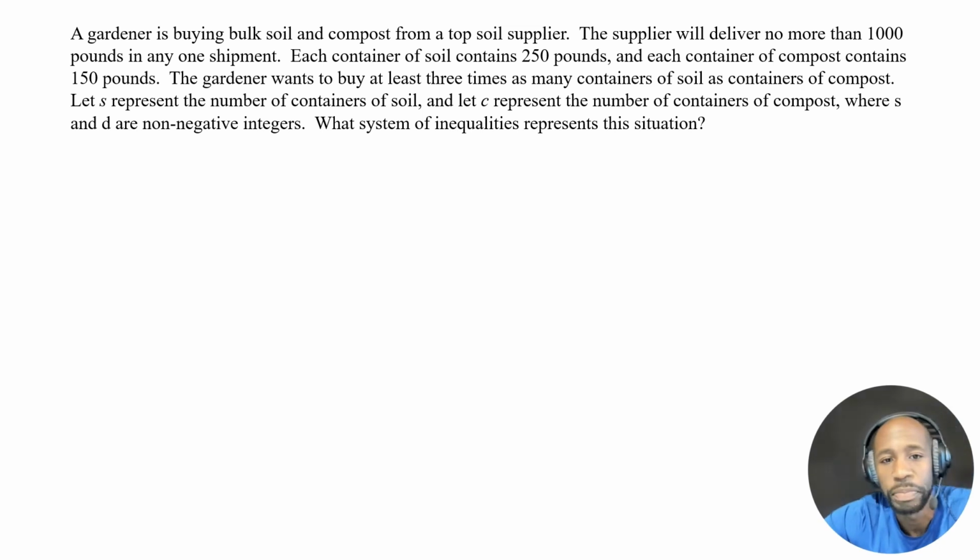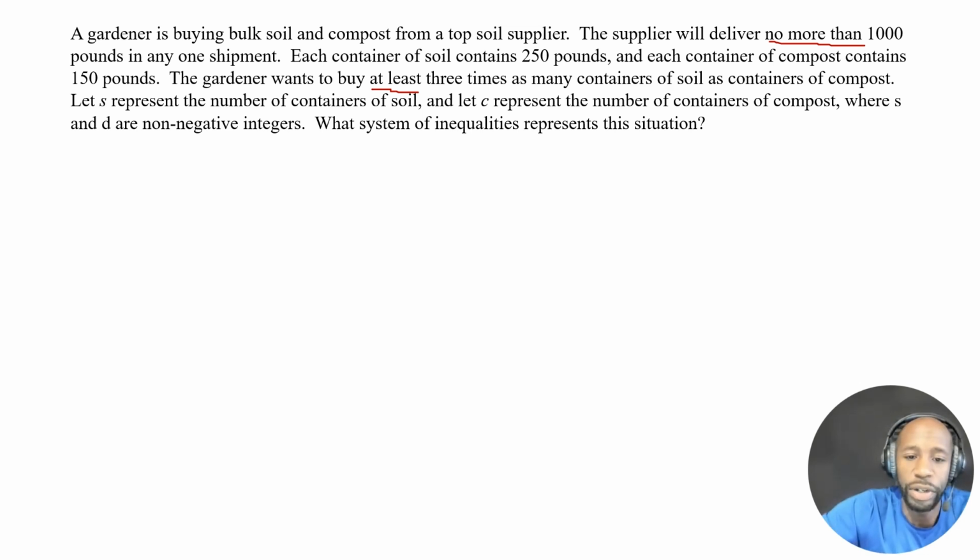All right, so let's look at this. This says a gardener is buying bulk soil and compost from a topsoil supplier. The supplier, and I'm going to underline some stuff as we go here, will deliver no more than, that's a key phrase, 1,000 pounds in any one shipment. Each container of soil contains 250 pounds. Each container of compost contains 150 pounds. The gardener wants to buy at least, this is another key phrase, 3 times as many containers of soil as containers of compost.